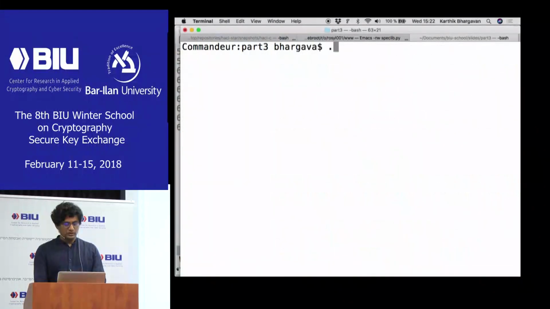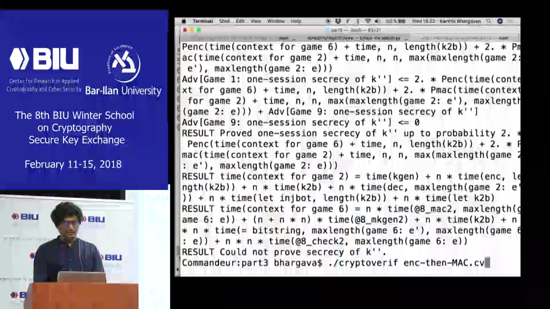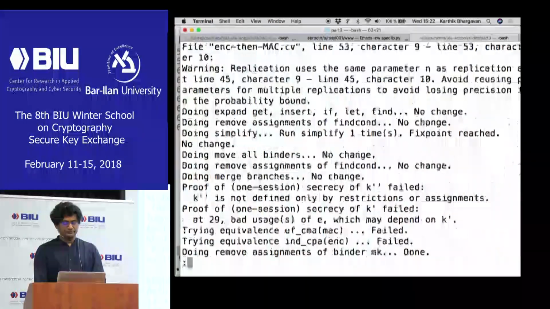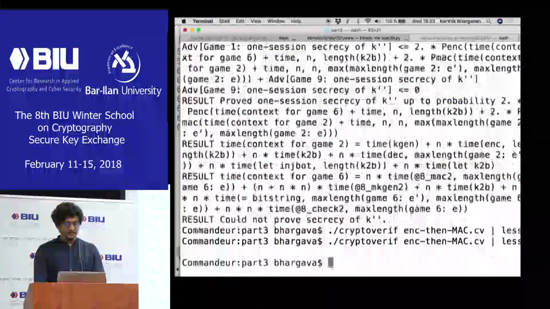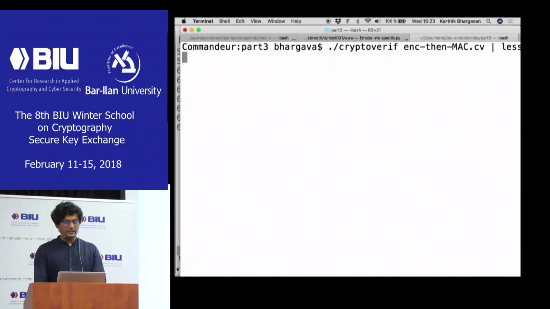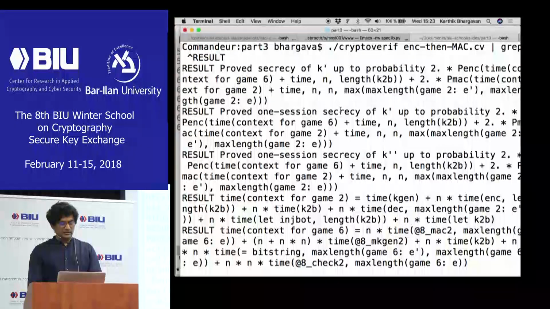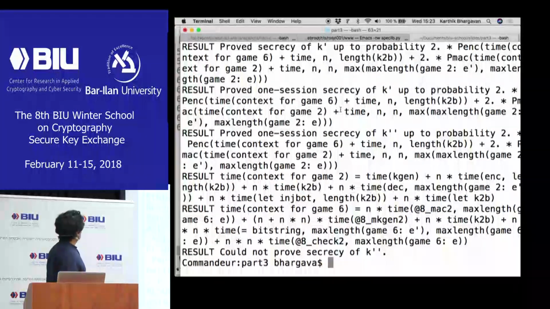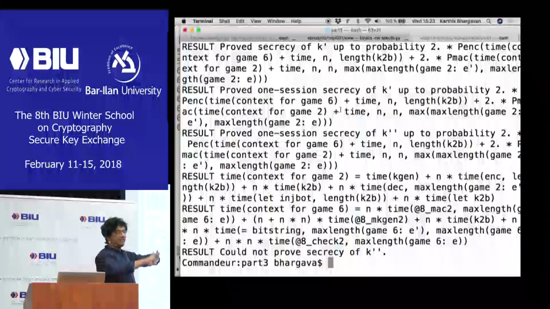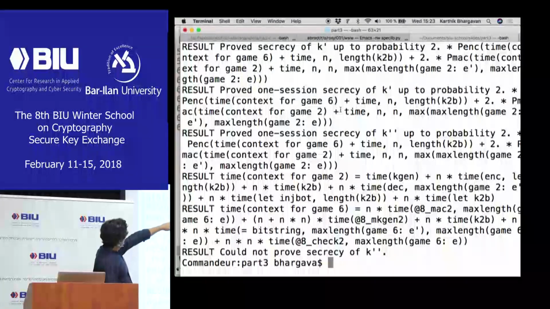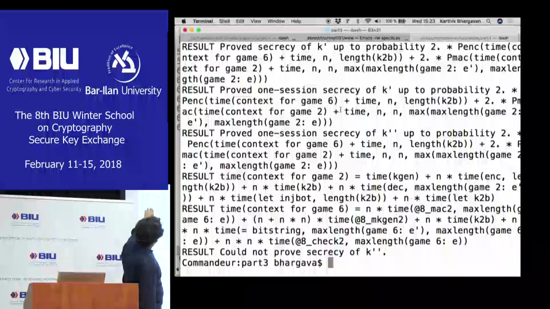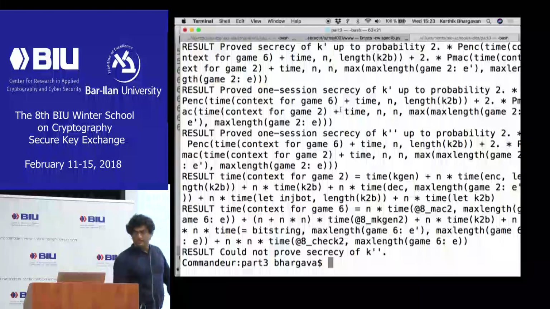So if you run CryptoVerif on this, let's look at the result. Okay, first, let's just look at what it says. What are the main results it provides us here. And so the result it says, the top one, it says I could prove the secrecy, which is multi-session secrecy, of K prime up to probability, blah, blah, blah, blah, blah. So it gives us the time for game 6.